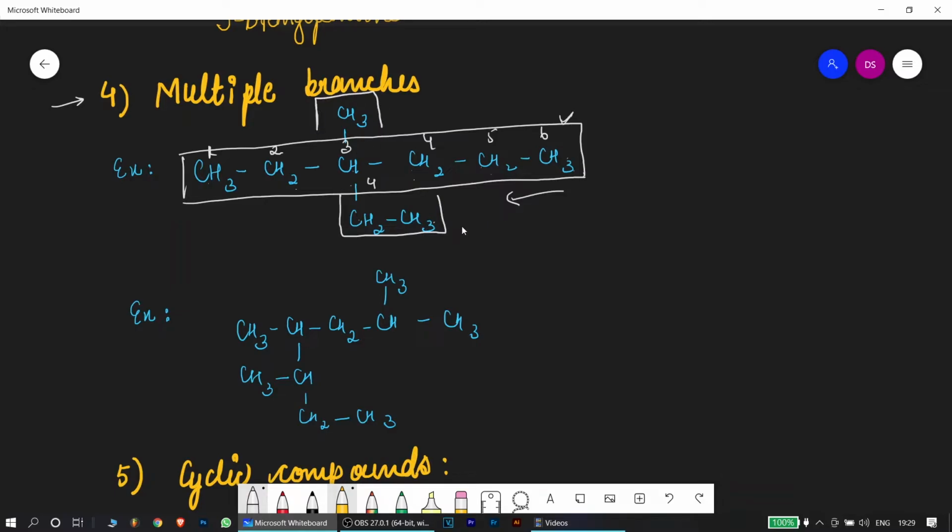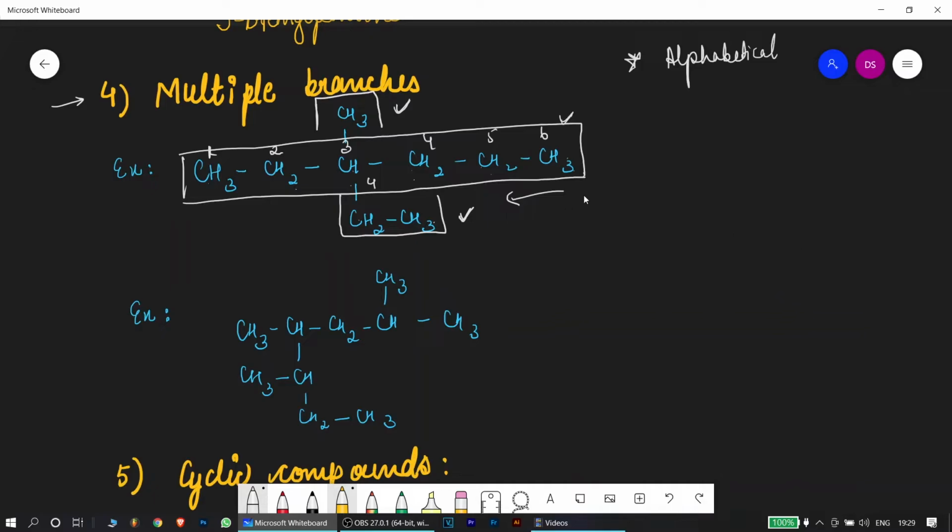Now which branch are we supposed to write first? So here is the trick. You have to go by alphabetical order, right? You have to opt for alphabetical order. Now you have a methyl branch and you have an ethyl branch, right? So alphabetically E comes before M. So you are going to write E first and then the M. That means ethyl is going to be written first and then the methyl.